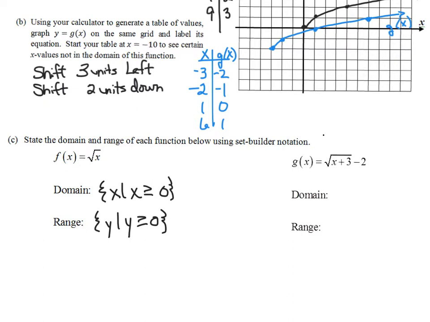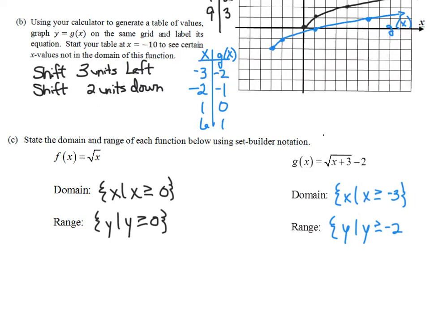Now when I look at the function g of x, I see that the domain begins at -3. So in set builder notation, x such that x is greater than or equal to -3. And the range is going to be that lowest y value, so y such that y is greater than or equal to -2.